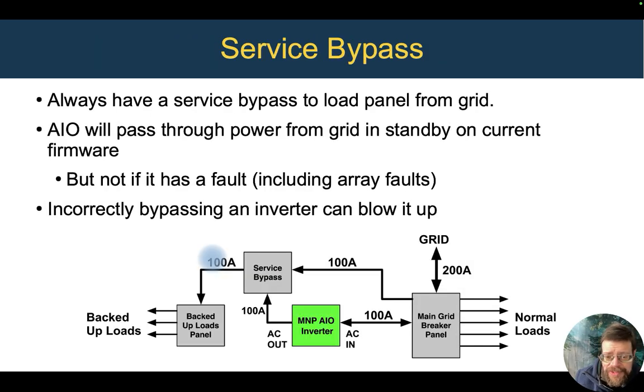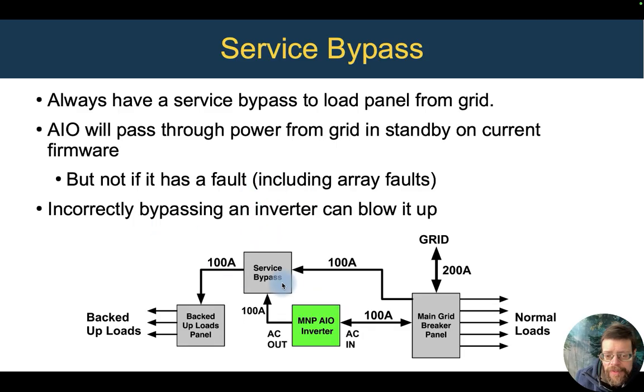Now, in addition to this, that I always recommend is having a service bypass. This is so we can send grid power straight to the backed up load panel in case something goes wrong with the inverter or we're servicing the inverter system, so that we don't lose power to those backed up loads when the grid is available.